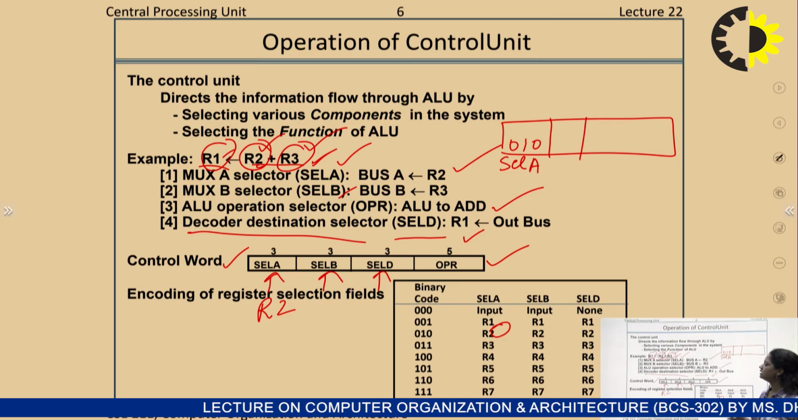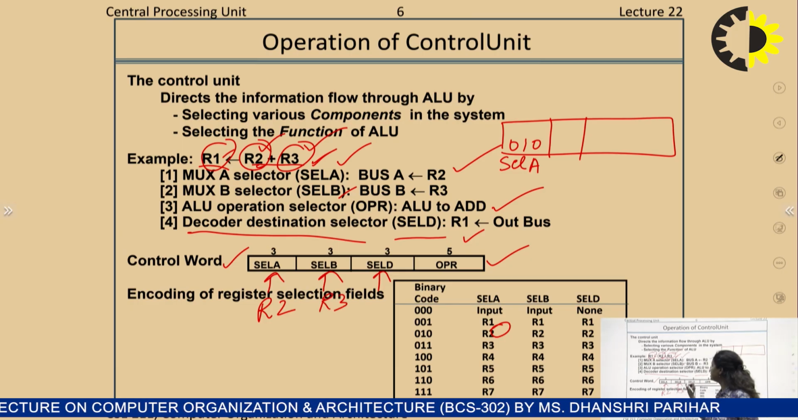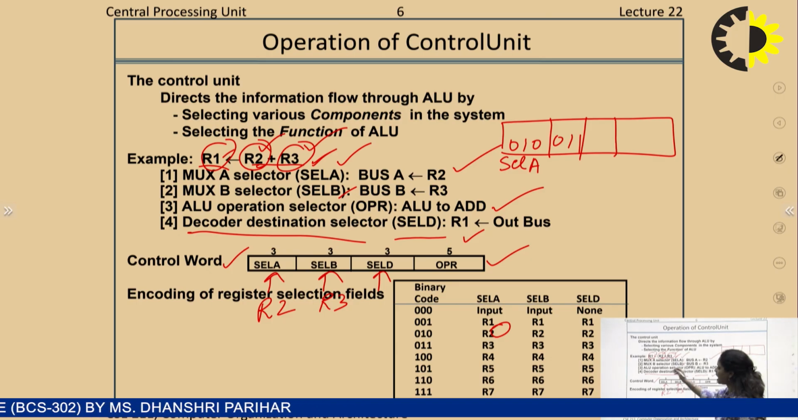And for B, what will be the code? For B, we need R3 to be inserted in B. So what will be the code for R3? That is 011. And what about this? The selection D lines. For selection D line, the destination register is R1. The code for 1 is 001.